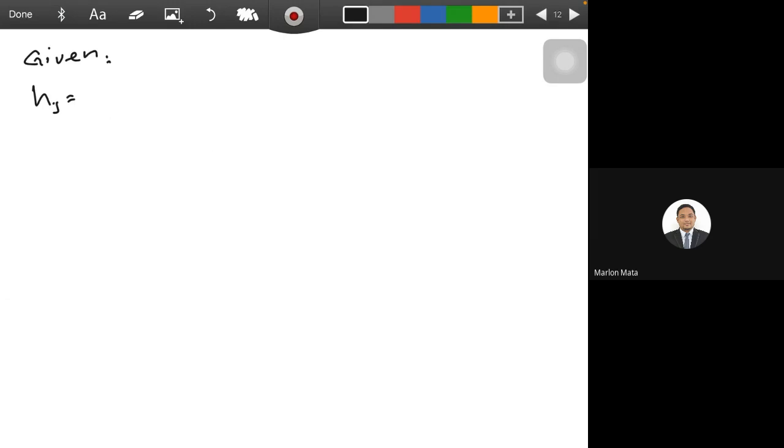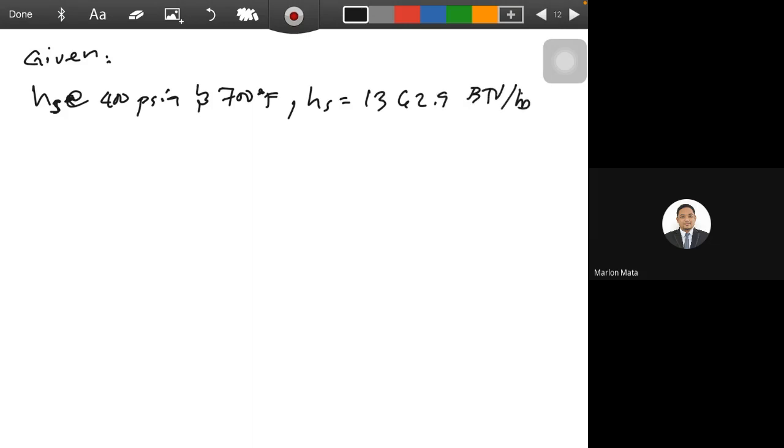Since we have the condition of the steam at 400 psia and a temperature of 700 degrees Fahrenheit, we find the enthalpy of the steam at this condition in the English steam table. We found that the enthalpy HS is equal to 1362.9 BTU per pound. That is for HS, the enthalpy of steam. Well, the enthalpy of feed water, which is HF at 280, is 579.676 kilojoules per kilogram.